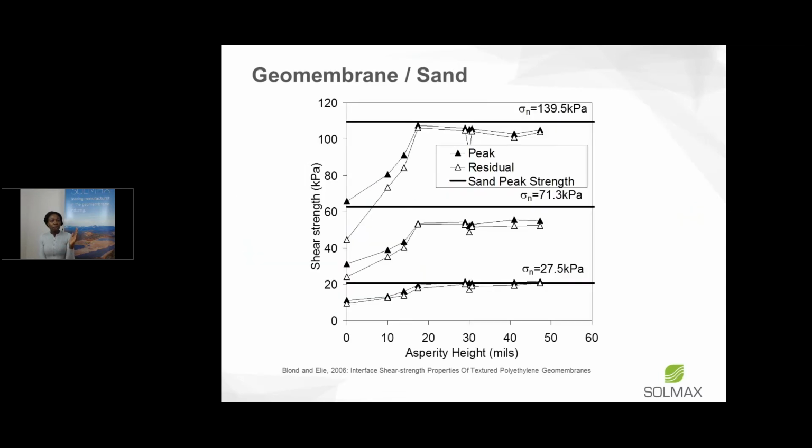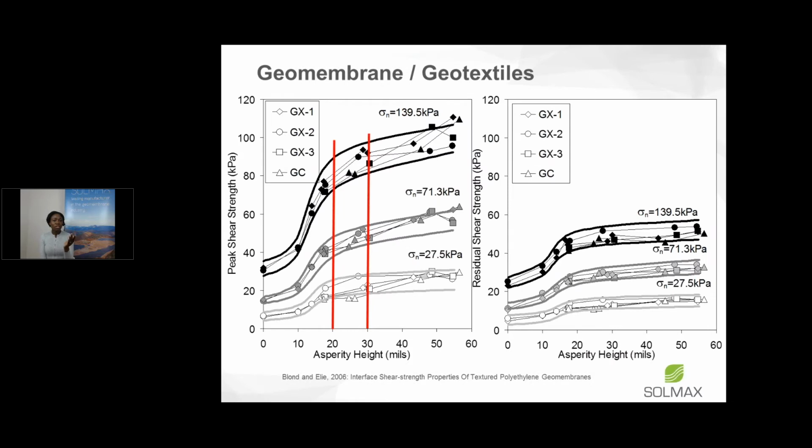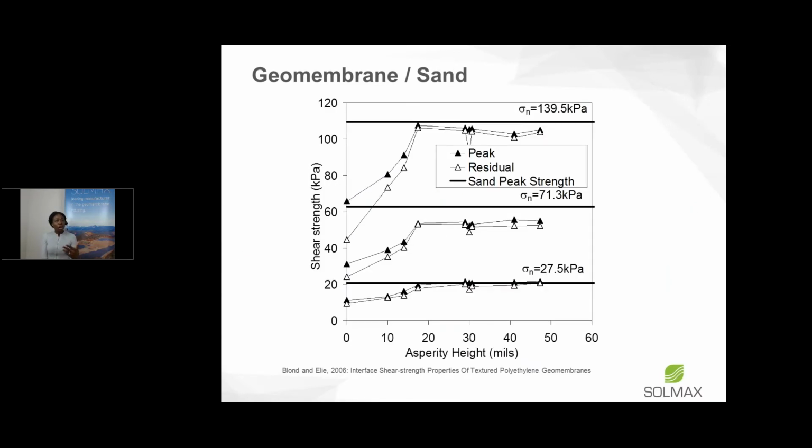And similarly for the residual too, similar thing happened there. So after about 20 mils of asperity, there did not appear to be any significant gain in the shear strength that was measured. Also, for the geomembrane and the sand interfaces, a similar thing happened there.